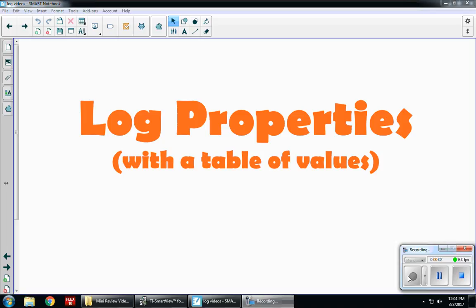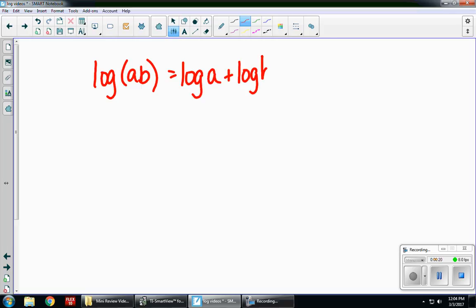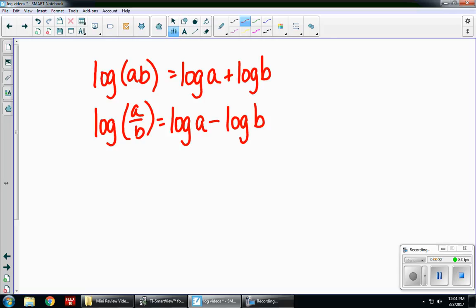This video is going to show you how to use log properties to find the exact value using a table of values. So first, let's recap our log properties. Remember that if I have log AB, which is multiplication, it can be log A plus log B. Those are equivalent. If I have log A divided by B, it can be written log A minus log B. If I have log A to the B power, that can be written as B times the log of A. So those are the three properties that we'll use in this video.